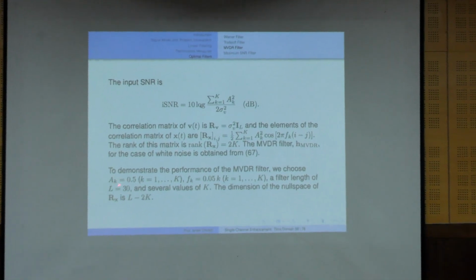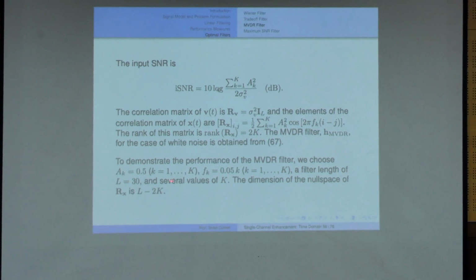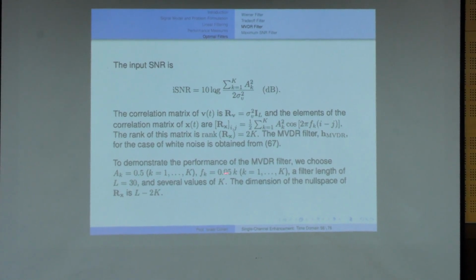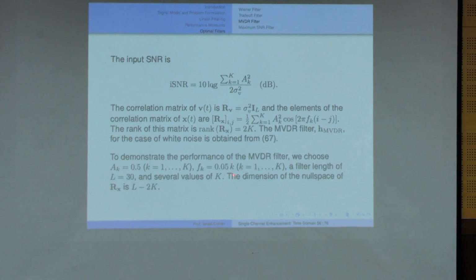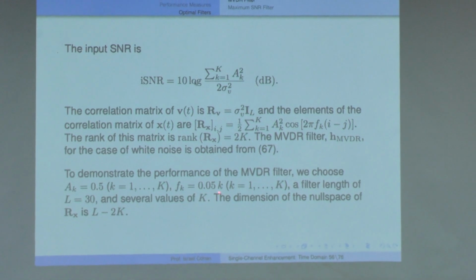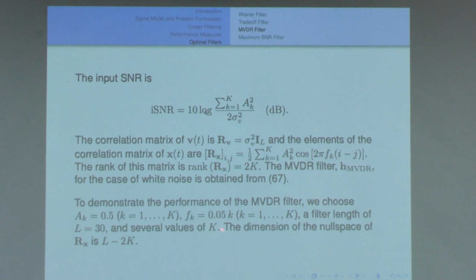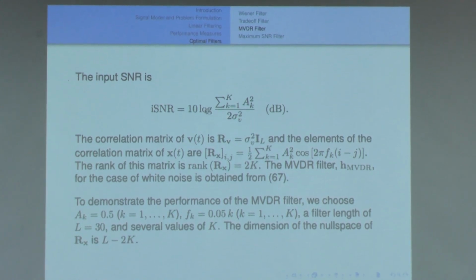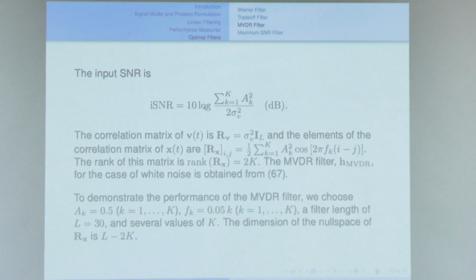Suppose in this example that the A_k all have the same amplitude, 0.5, and the frequencies are different. You need to use different frequencies for any signal. So it's 0.05 multiplied by K. You need to check that for the largest K it is still smaller than half the Nyquist frequency, so the Nyquist condition is satisfied and we don't have any aliasing.